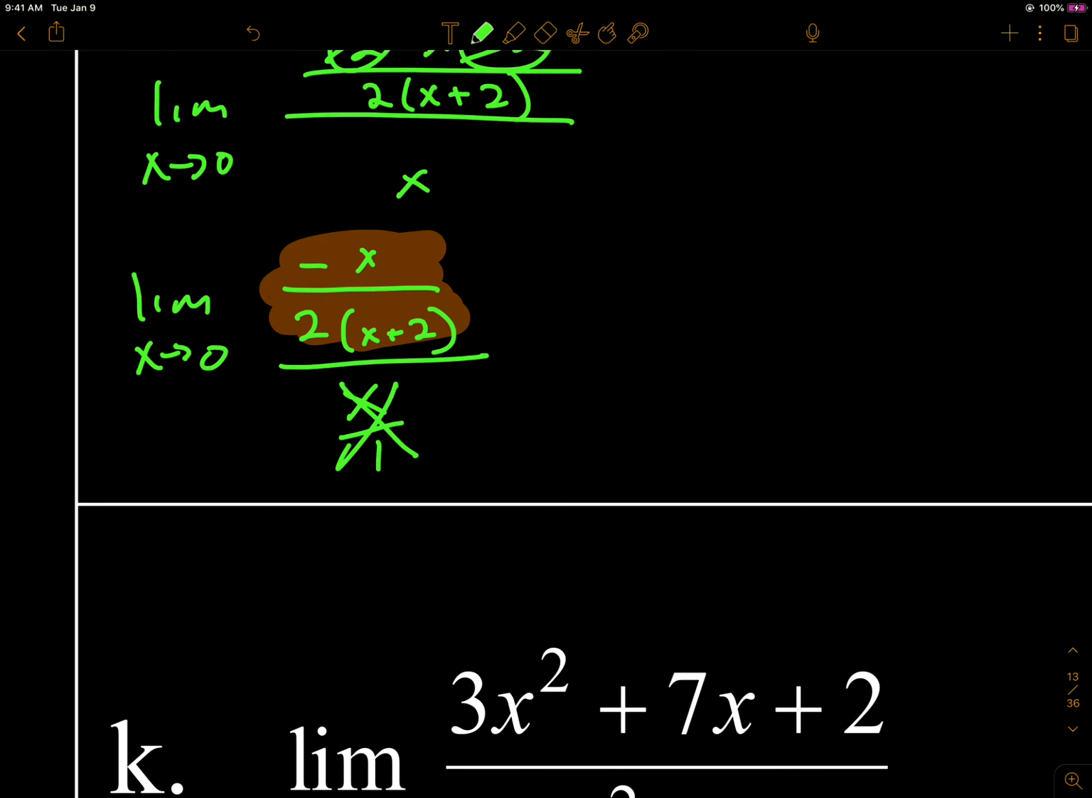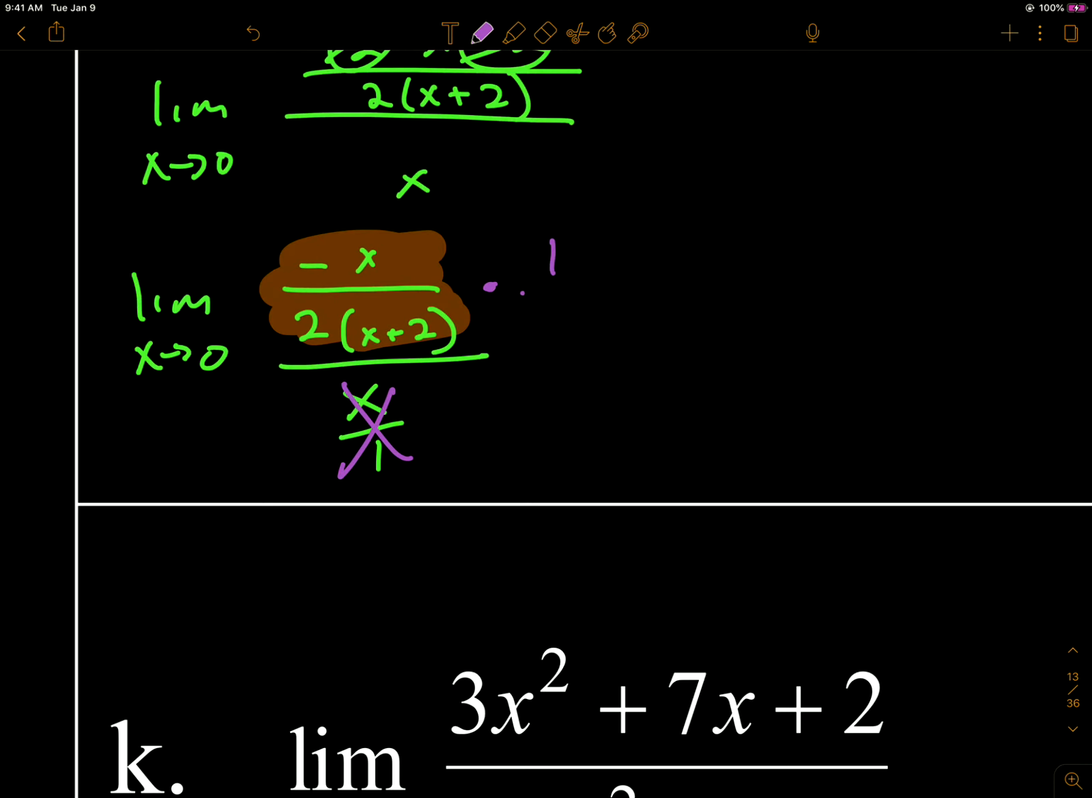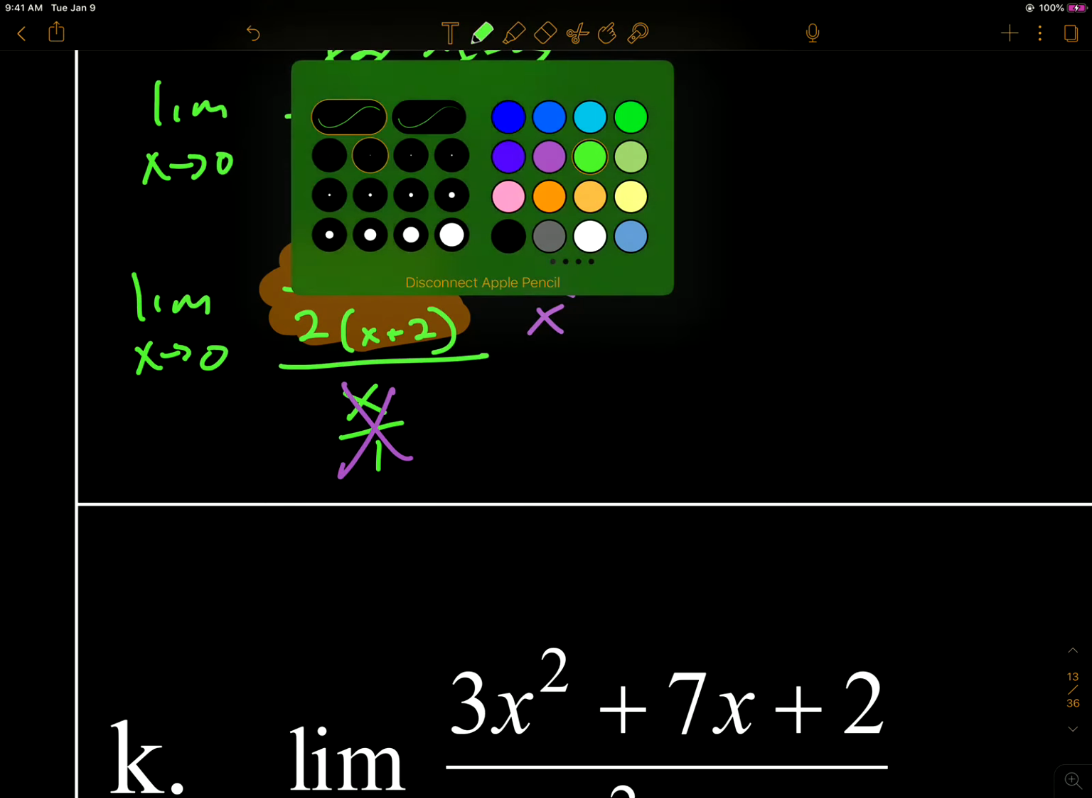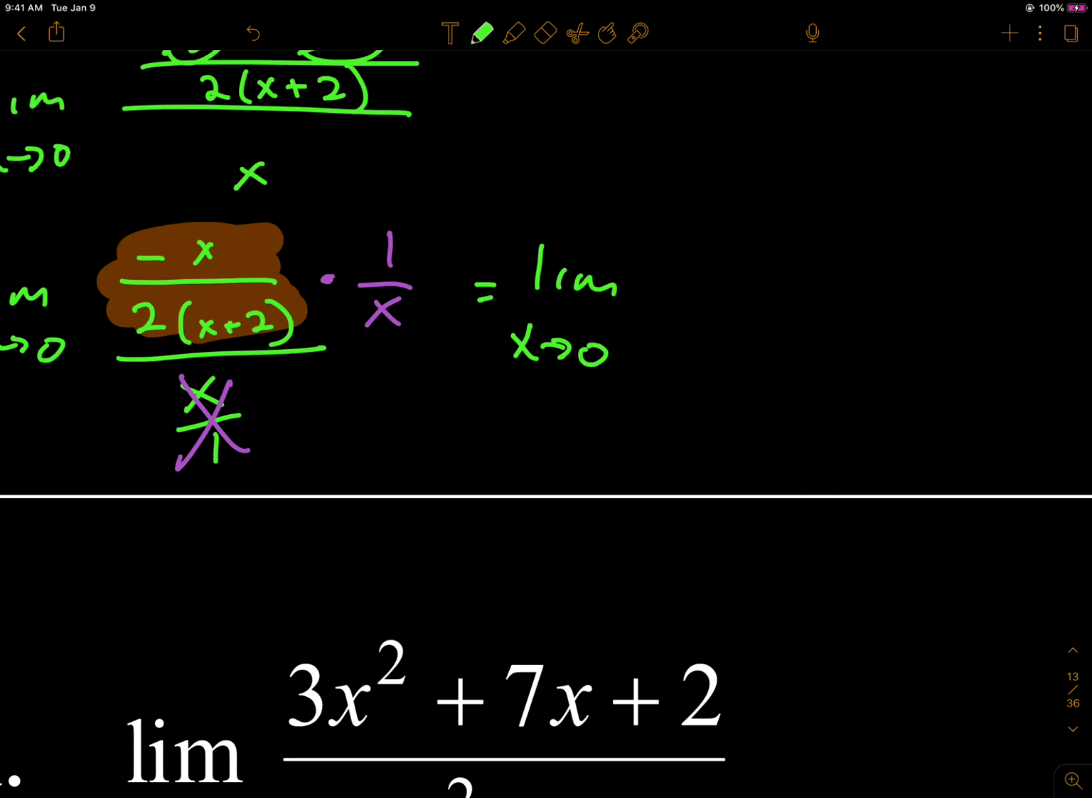So instead of dividing by x over 1, or dividing by x, I'm going to multiply by 1 over x, and let's see what happens. So I get the limit as x approaches 0 of negative x times 1, which is just negative x, and then I have 2x times x plus 2 when I multiply the denominators.